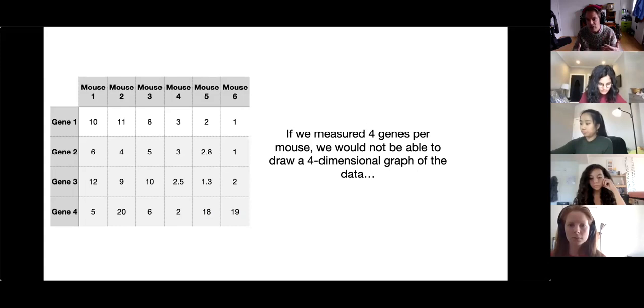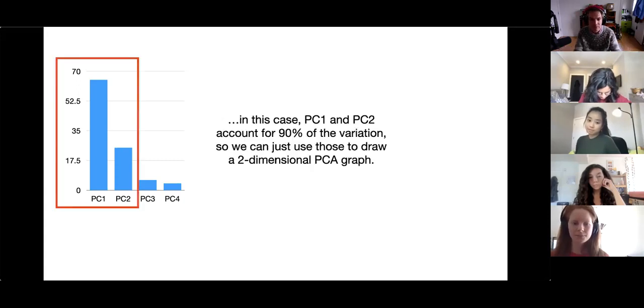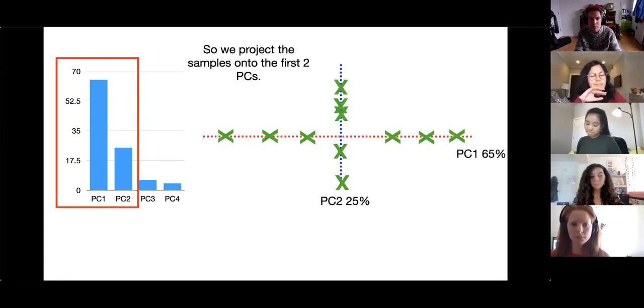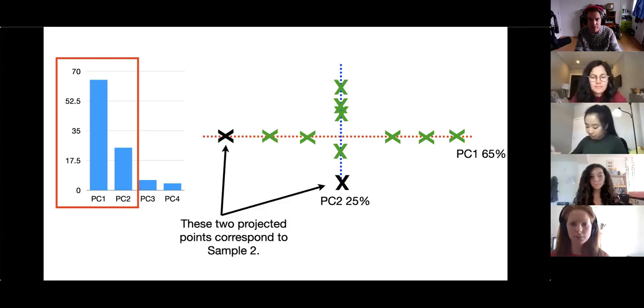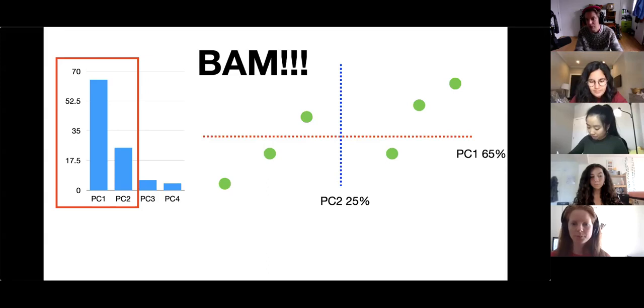If we measured 4 genes per mouse, we would not be able to draw a 4-dimensional graph of the data. Wah, wah. But that doesn't stop us from doing the PCA math, which doesn't care if we can draw it or not, and looking at a scree plot. In this case, PC1 and PC2 account for 90% of the variation. So we can just use those to draw a 2-dimensional PCA graph. So we project the samples onto the first 2 PCs, and these 2 projected points correspond to sample 2. So sample 2 goes here. And then we just say bam, because it's awesome.